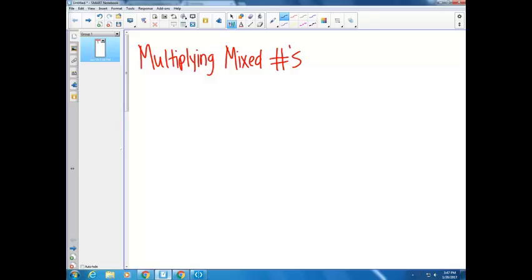To help us review how to multiply mixed numbers. Okay. So if I have the problem 2 1/4 times 1 3/8, how are we going to go about solving this problem? There are two different ways or two different strategies we've discussed on how to go about solving this problem.